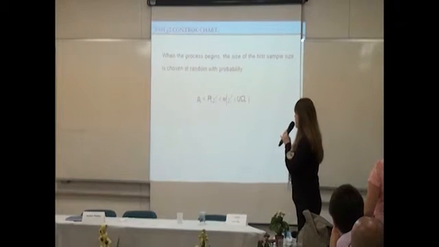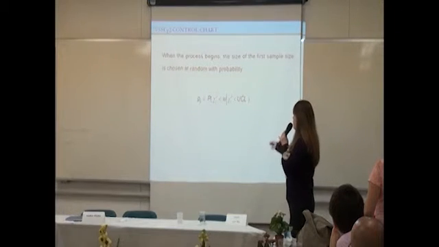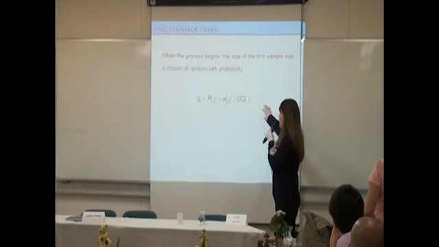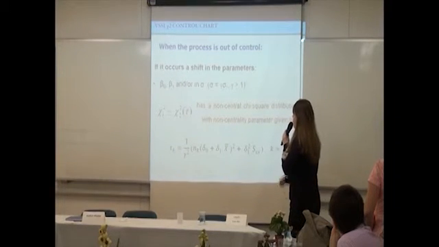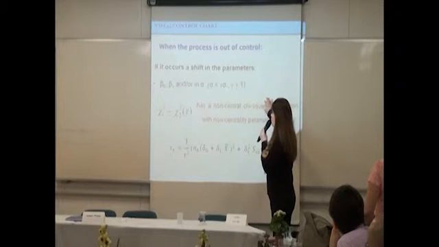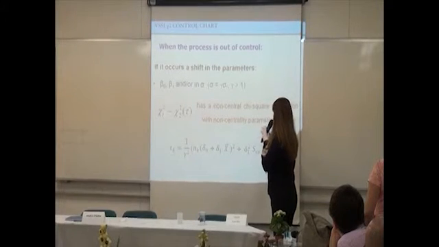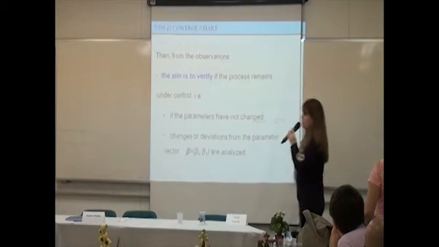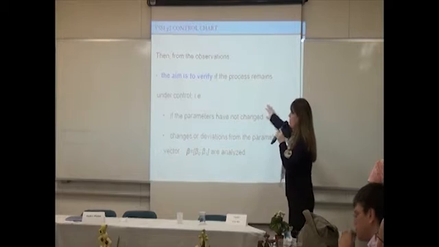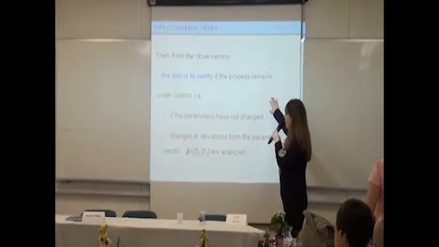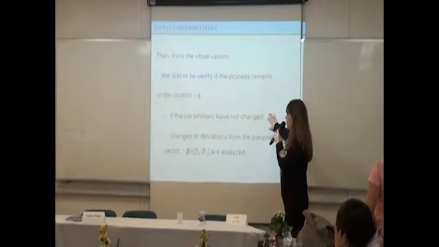Okay. When the process begins, the sample size of the first sample is chosen at random. It can be of size N1 or N2. When the process is out of control, if a shift occurs in the parameters, the chi-square has a non-central chi-square distribution with non-centrality parameter given this way here. Then, from the observations, the aim is to verify if the process remains under control, that is, if the parameters have not changed. Changes or deviations from the parameter vector are analyzed.